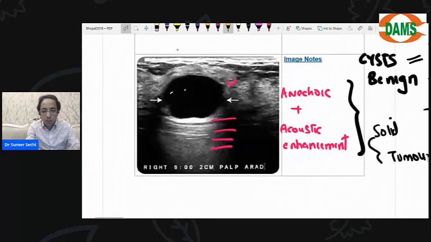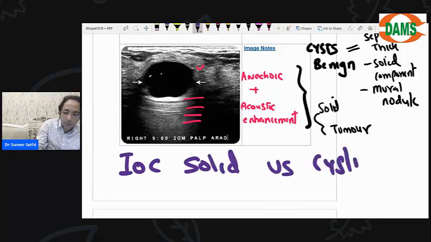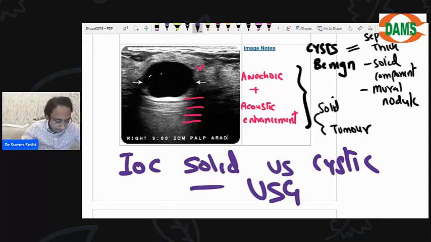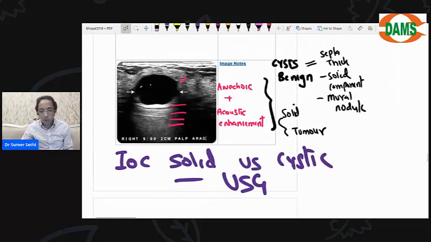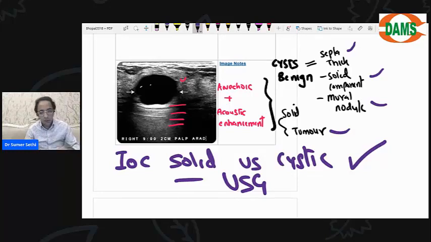Reason I'm telling you all this is because I want you to be impressed by one line. Investigation of choice to differentiate a solid lump from a cystic lump is always ultrasound. Whenever you have to differentiate a solid and a cystic lesion, always mark ultrasound. Are you clear with this or not? Cysts are usually benign, but exceptions are cysts with thick septa, cysts with solid components, cysts with mural nodule. These can be cancer. Solid lumps are usually tumors. Everybody understands the concept? Okay.